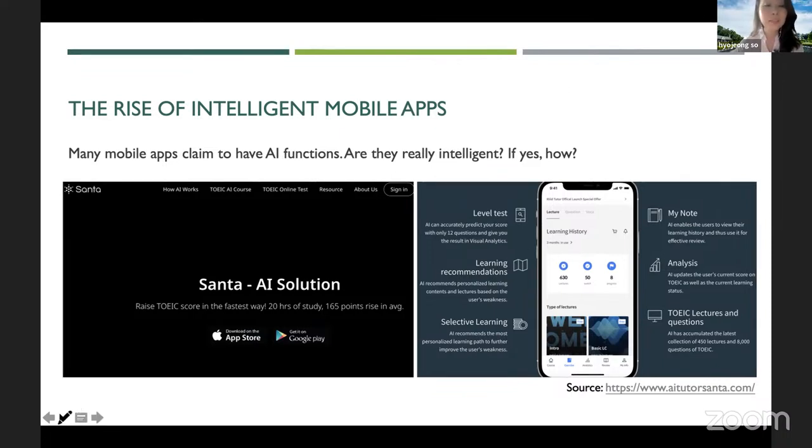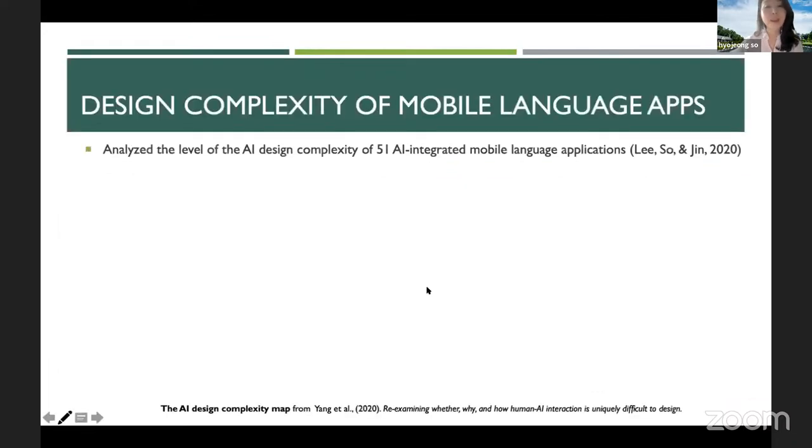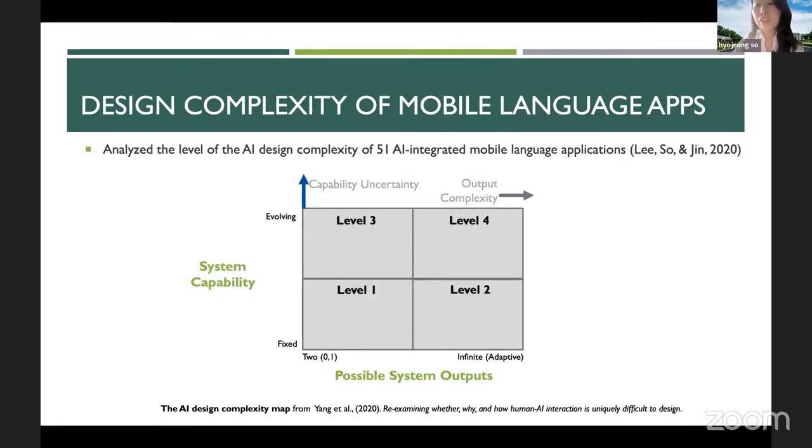And on the screen, you can see that for every function they have, they highlight AI functions. So my team really wanted to find out whether these mobile learning apps that claim to have AI functions are really intelligent. So we analyzed 51 mobile language applications that claim to have AI functions. And of course, for the analysis, we needed a framework. Luckily, we found this very nice framework from HCI research, which I really recommend you read if you have a chance. This paper proposed an AI design complexity map for the design of AI applications or platforms.